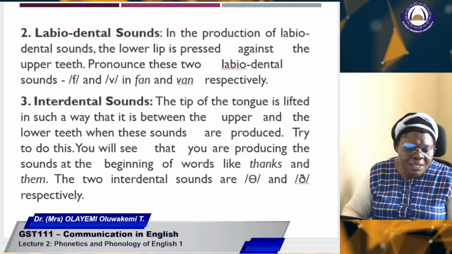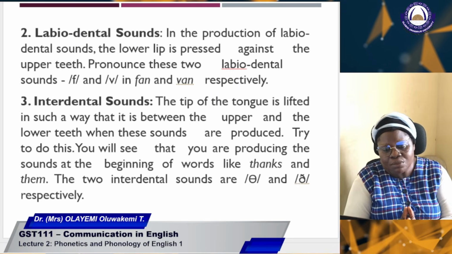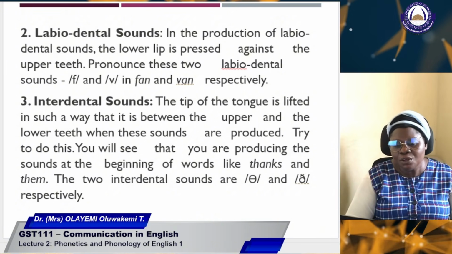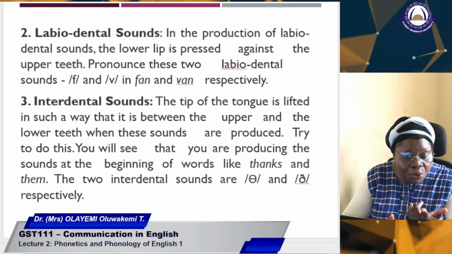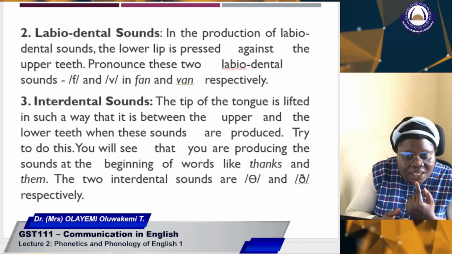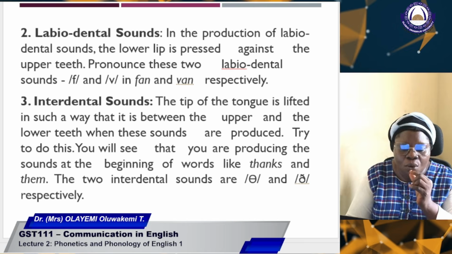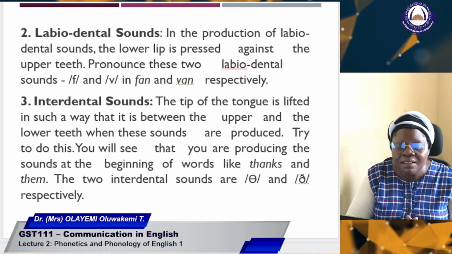The second type of sounds we have are the labiodental sounds. Look at the word labio and look at the word dental. What does that suggest to you? Labio has to do with the lips and dental has to do with the teeth. So it means that your lip combines with your teeth to produce that sound. The lower lip combines with the upper set of teeth to produce that sound.